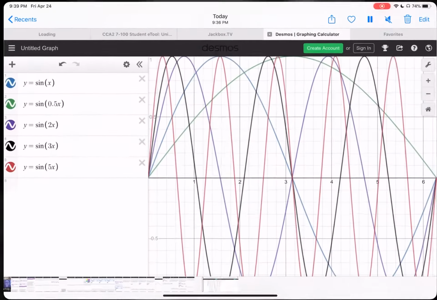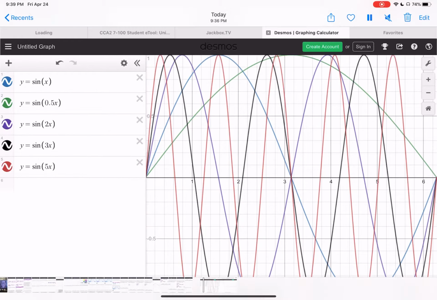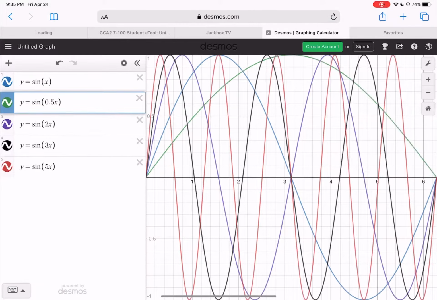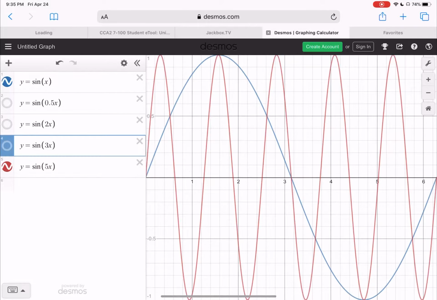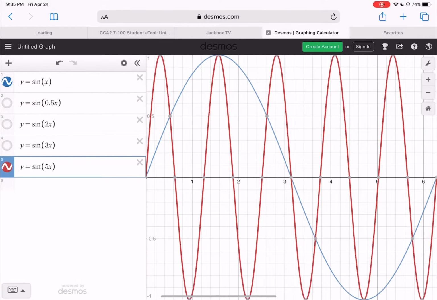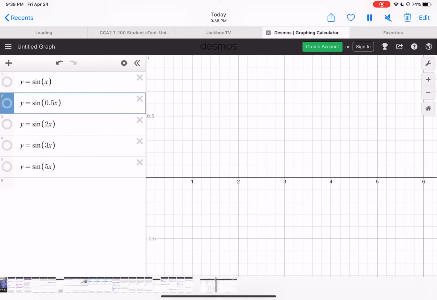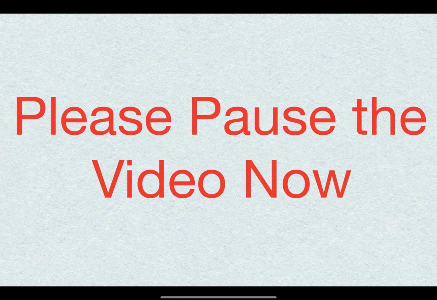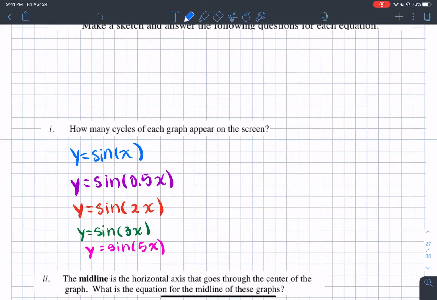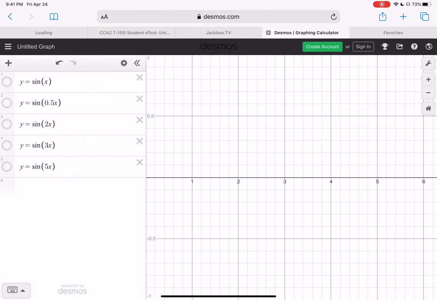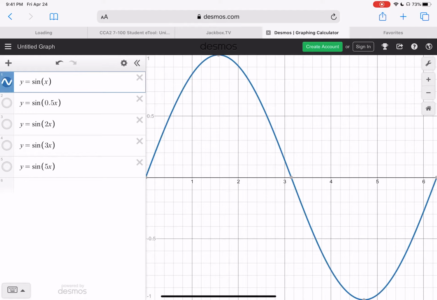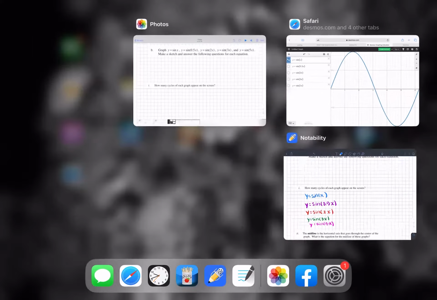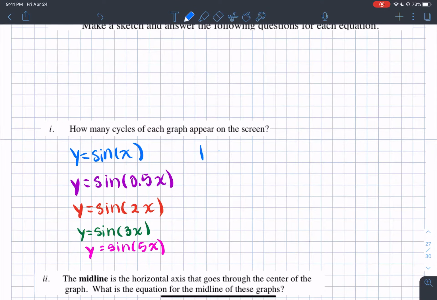If you look at your graph, in the window going from 0 to 2 pi on the x-axis, how many cycles does each one have? So go ahead and look now to find out. If I'm looking at y equals sine x, let's look at the graph. I have one full cycle going all the way up, down, and then back up to where we started. So I'm going to write that I have one cycle.